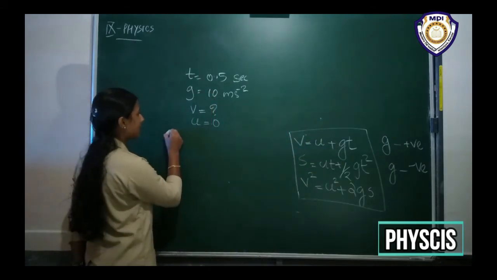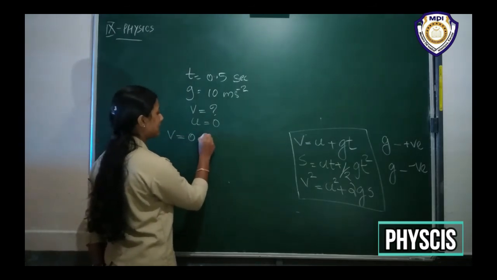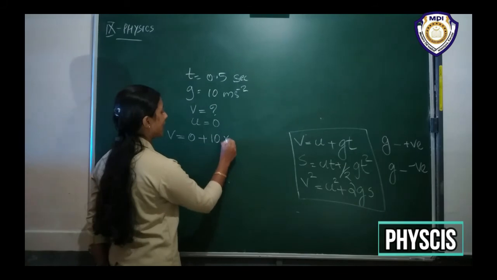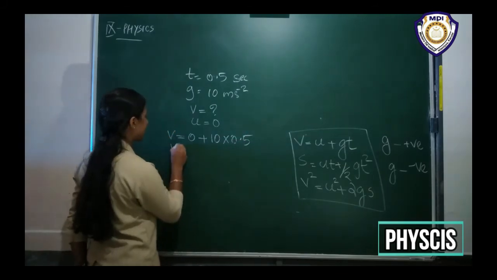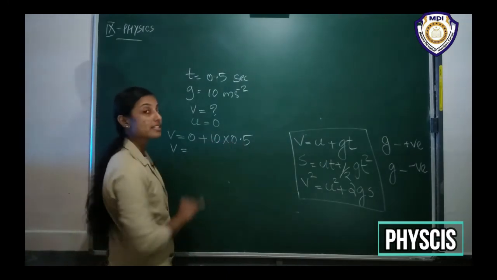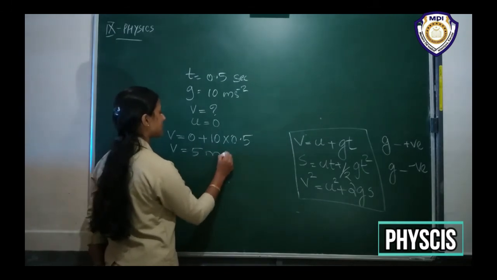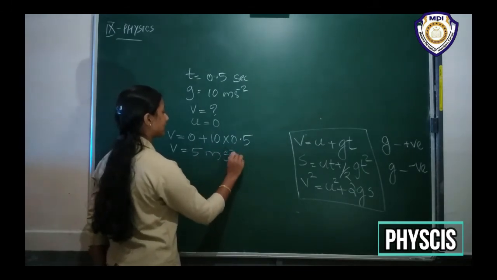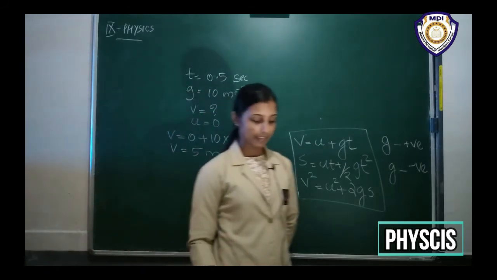So we can apply v is equal to u, we have 0, plus g, we have 10, into t, we have 0.5, right? So we will get v is equal to 10 into 0.5. 0.5 means half, right? So it is 5 meter per second. Okay, so we get v is equal to 5 meter per second.